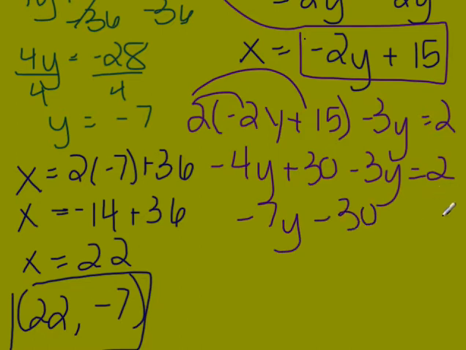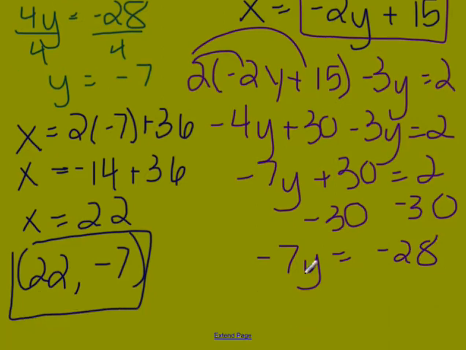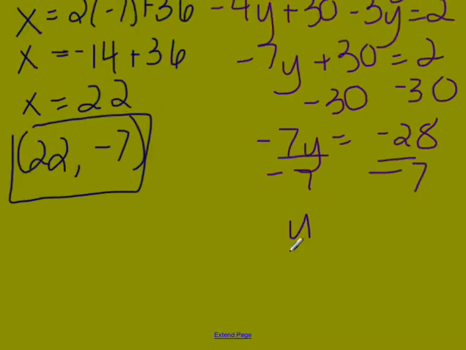So now I want to get my plus 30 over to the other side. So I'm going to subtract 30 from both sides. So I get negative 7y is equal to a negative 28. So now I'm ready to solve this for y. So I'm going to go ahead and divide both sides by a negative 7. Well, that's going to give me that y is equal to a positive 4. So now I know that y is equal to a positive 4.